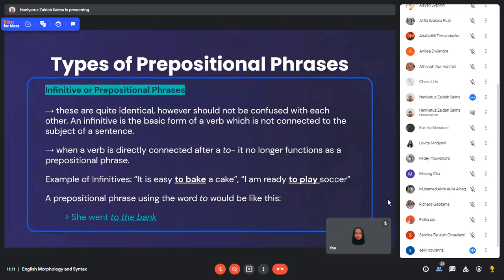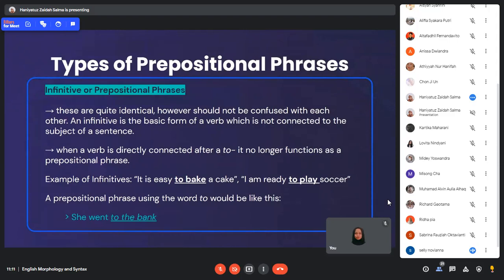Next is infinitive or prepositional phrases. These are quite identical, however, should not be confused with each other. An infinitive is the basic form of a verb which is not connected to the subject of a sentence. When a noun is directly connected after it, it no longer functions as an infinitive but as a prepositional phrase.